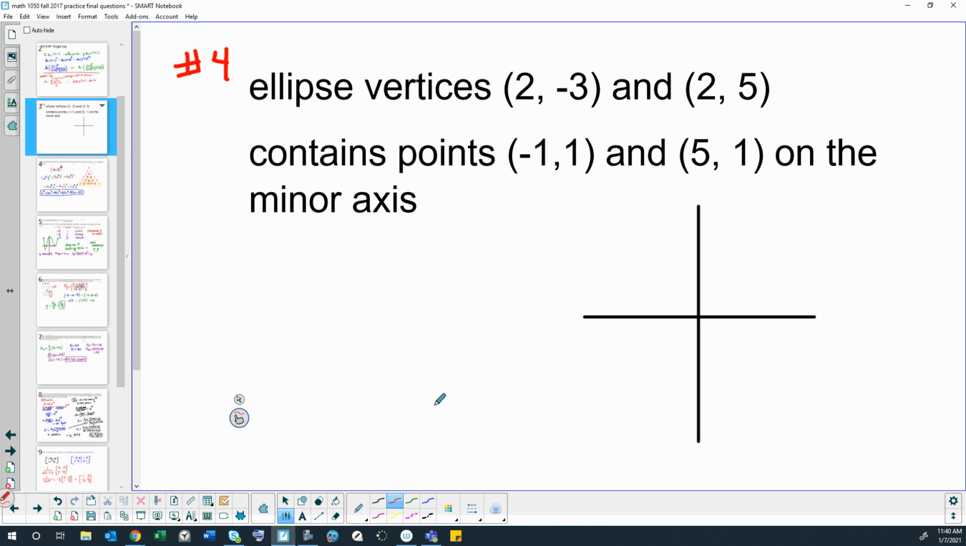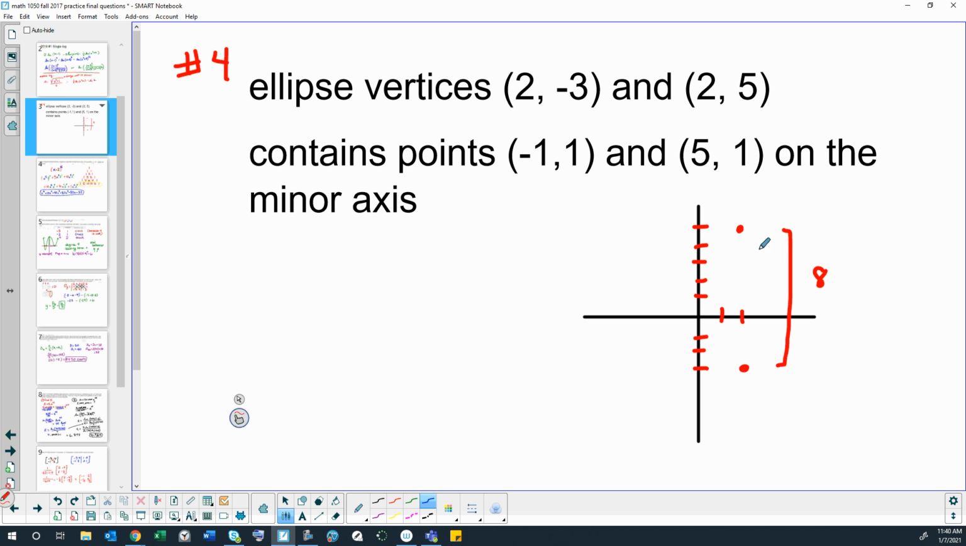Alright, so let's take our points. (2, -3), so 2... Maybe I shouldn't make the spacing that big. Probably can go almost that big. So let's go 2, down 3. And then 2, up 5. So I can see here that my vertices go from -3 to +5. So that's a total distance of 8, right?